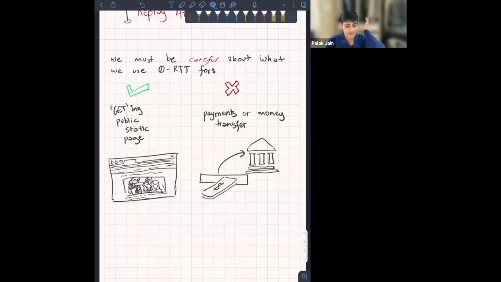Right. So why is this true? Getting a public static page, if we replay that request, right? If we replay the GET request, then that's not so much a problem. Whereas if we replay a request to make a payment or to confirm a money transfer, then that's very much a problem, because that's when we are allowing the adversary to cause something to happen in the real world that we really don't want happening.